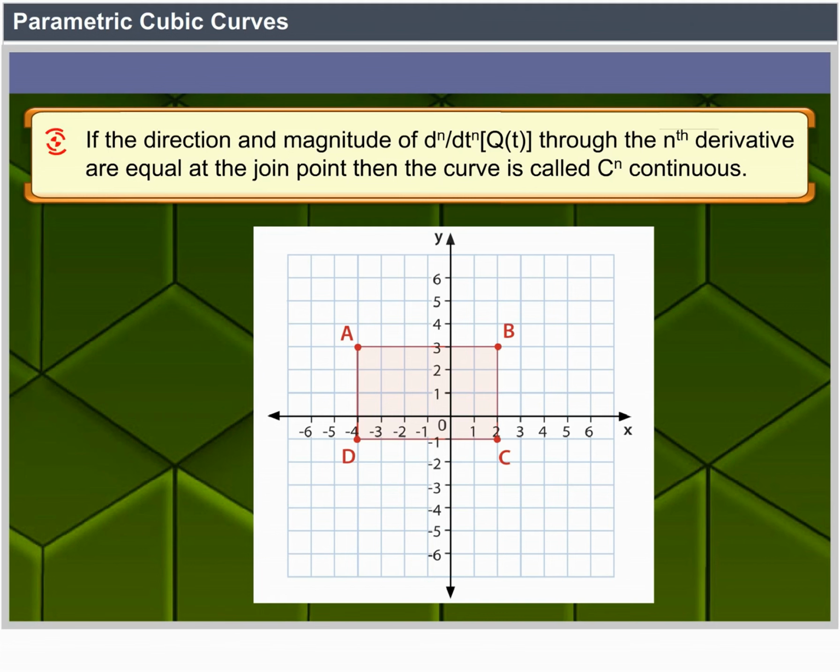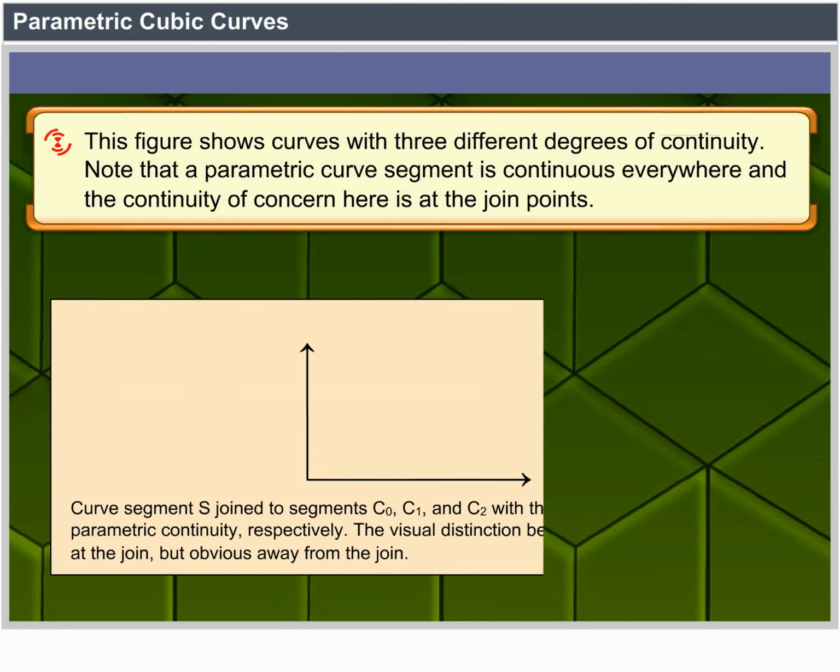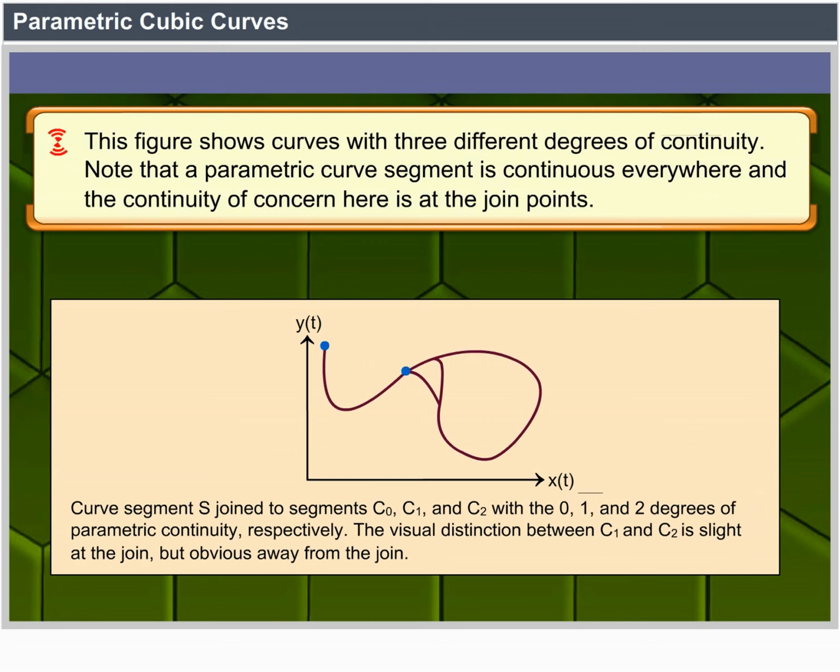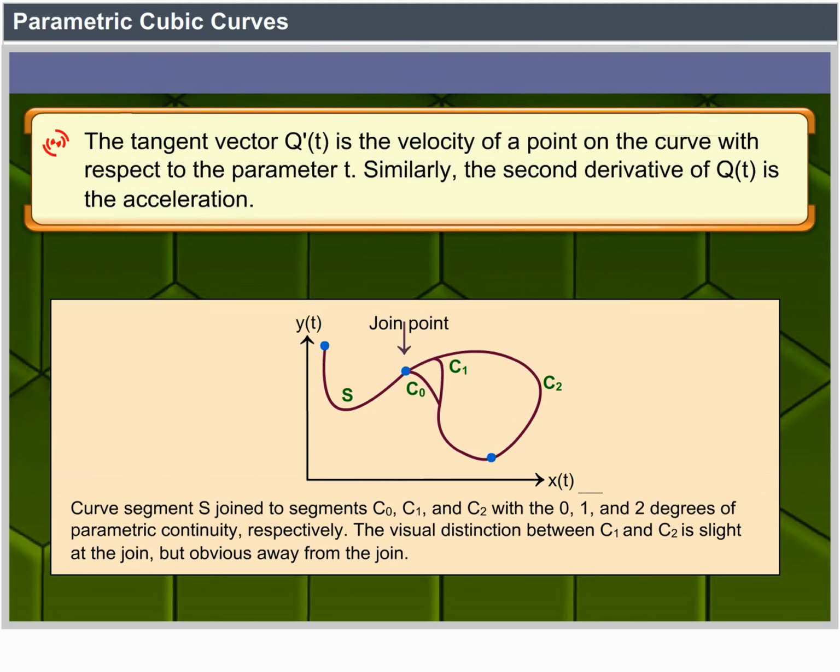This figure shows curves with 3 different degrees of continuity. Note that a parametric curve segment is itself everywhere continuous. The continuity of concern here is at the join points. This figure shows curve segment S joined to segments C0, C1 and C2 with the 0, 1 and 2 degrees of parametric continuity respectively. The visual distinction between C1 and C2 is slight at the join but obvious away from the join. The tangent vector q'(t) is the velocity of a point on the curve with respect to the parameter t. Similarly, the second derivative of q(t) is the acceleration.